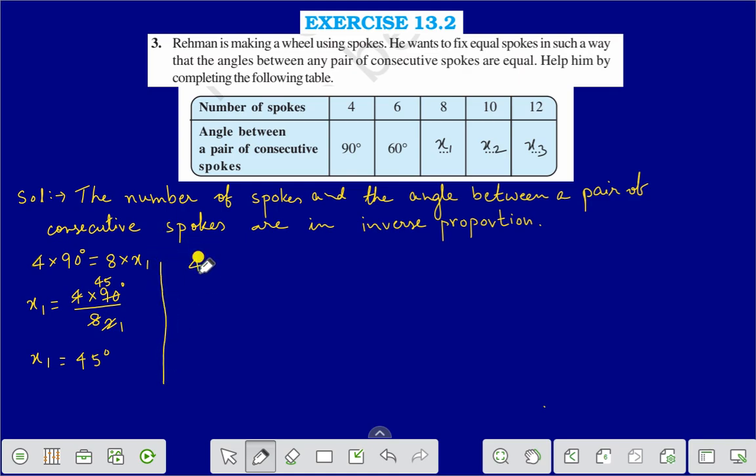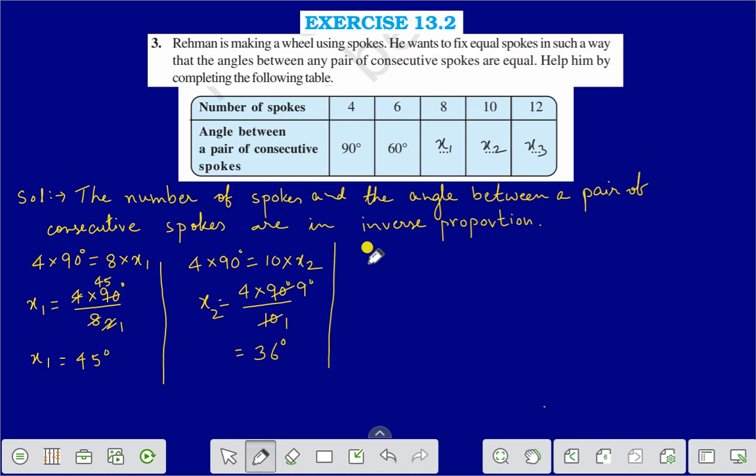Now I will find the value of x2. Again, 4 into 90 degree is equal to 10 into x2, or the value of x2 will be 4 into 90 degree by 10. That is 10 ones are 10, 10 nines are 90. That means 4 nines are 36. The value of x2 is equal to 36 degree.